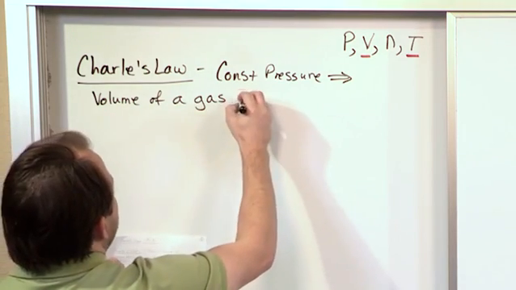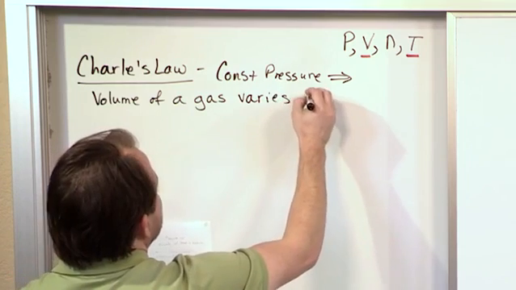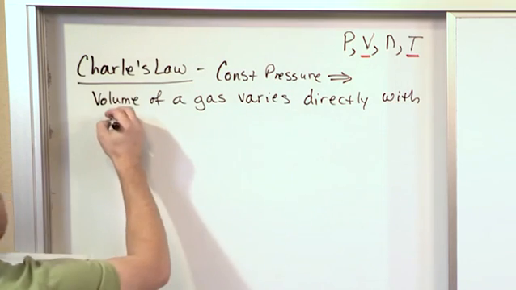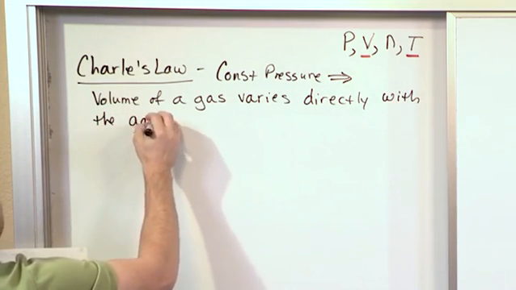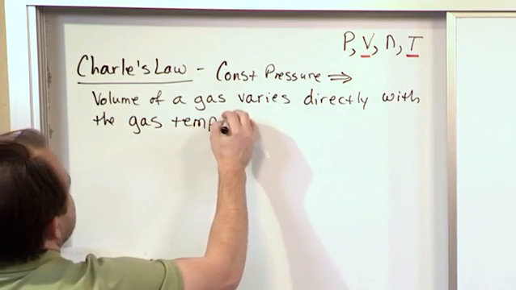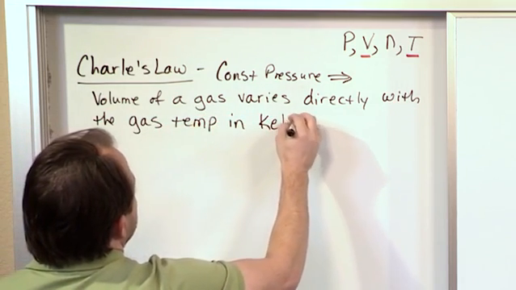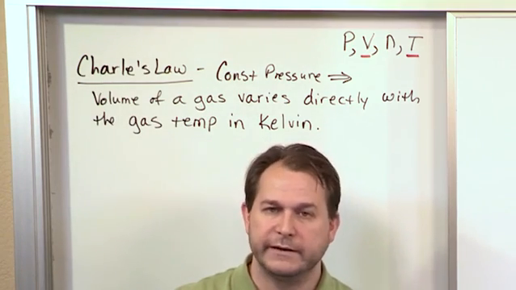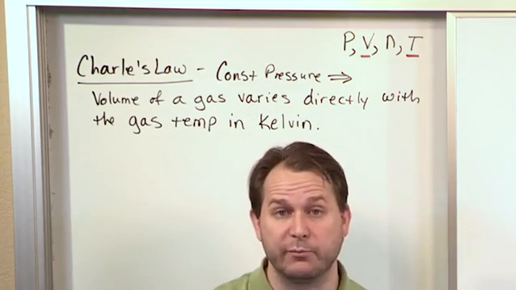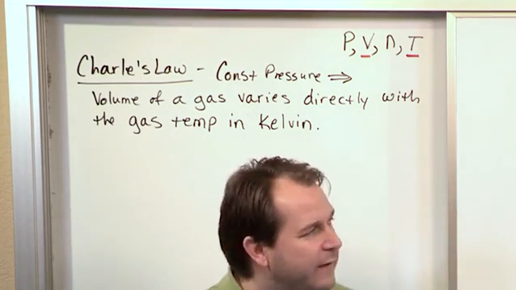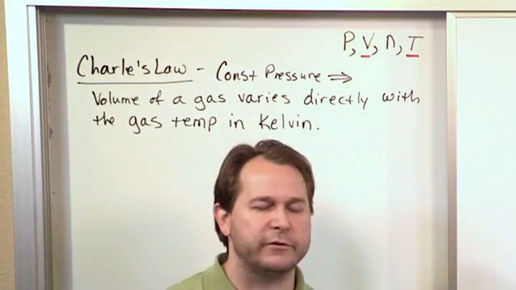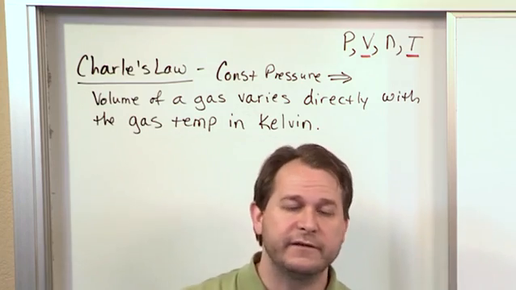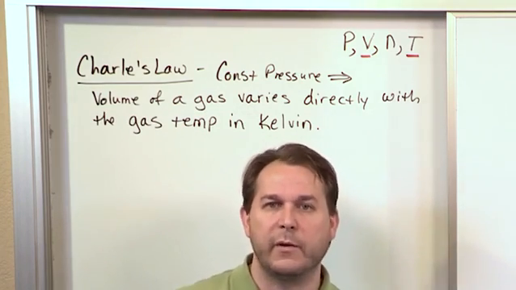But anyway, the volume of a gas varies directly with the gas temperature in Kelvin. Now if you haven't used Kelvin too much in chemistry, I'll remind you how to convert between Kelvin and Celsius, and I'll explain a little bit more about what Kelvin temperature is. But for now, just think of it as another measurement, much like Fahrenheit is a measurement of temperature, Celsius is a measurement of temperature. Kelvin is just another temperature scale. I'll tell you why it's important in a minute.